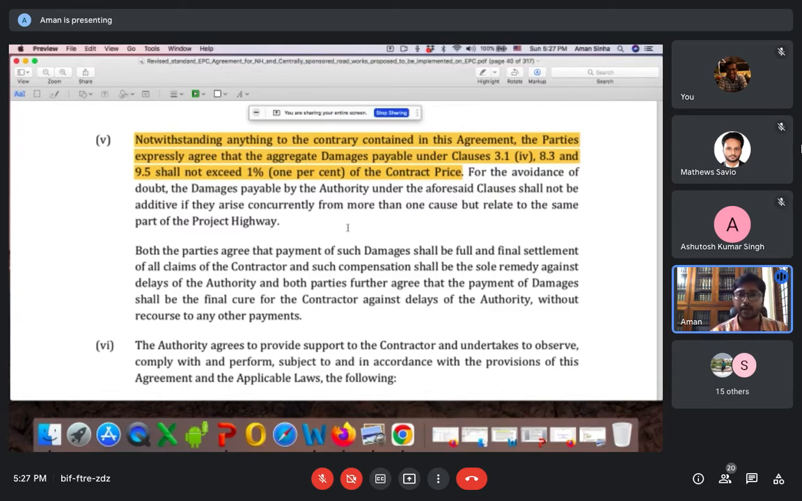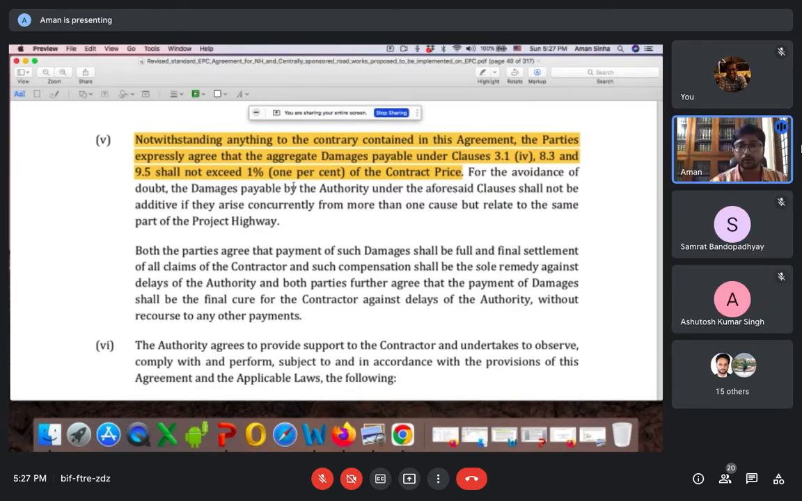And what is liquidated damages, say LD? LD is the damages which will be payable, and it has already been decided in the contract. Like here it is given that it will not exceed 1% of the contract price. So it has already been decided in the contract, and that will attract Section 74 of the Indian Contract Act.